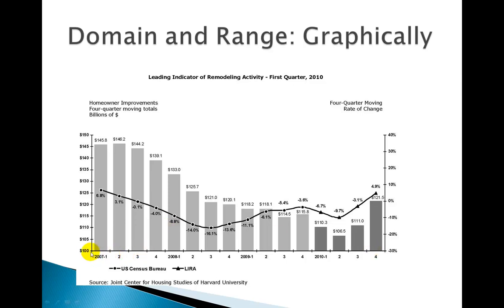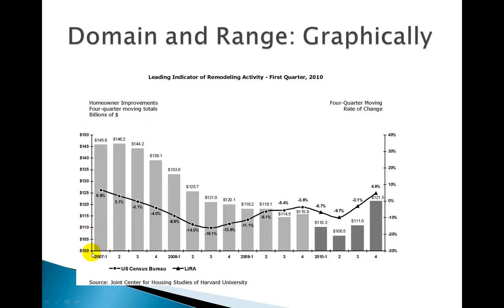And on the left-hand vertical side, you have the homeowner improvements, and these are in billions of dollars, and it's also a moving total. So it's basically the previous 4 quarters added together. So that quarter and the previous 3. So 4 quarters added together. That's what the moving total is about. And so the vertical axis here represents billions of dollars.